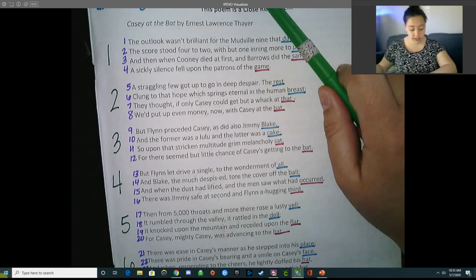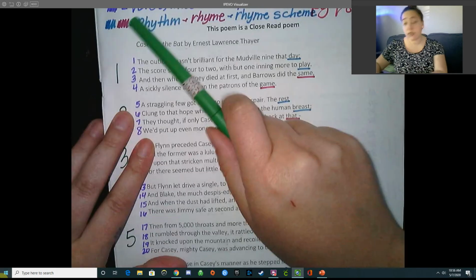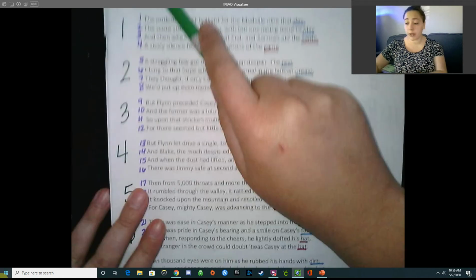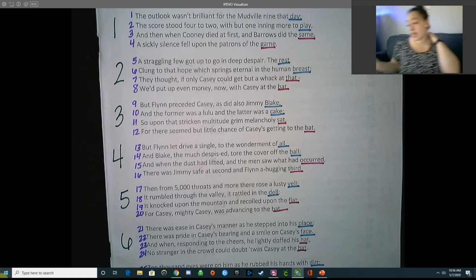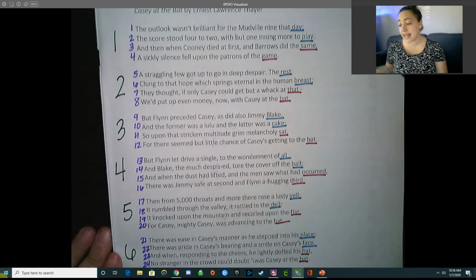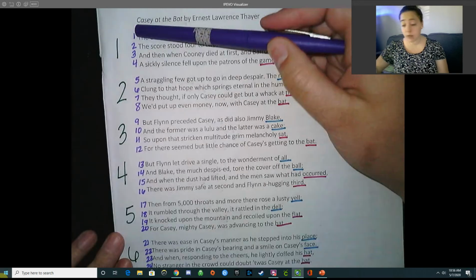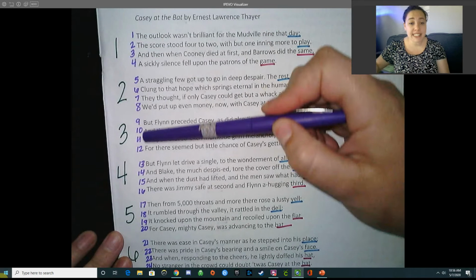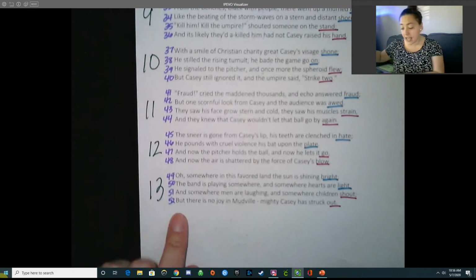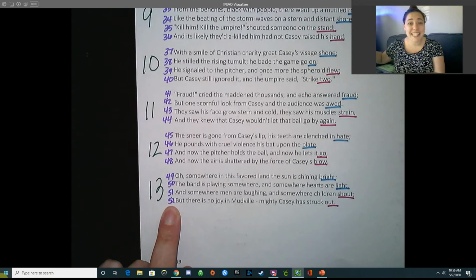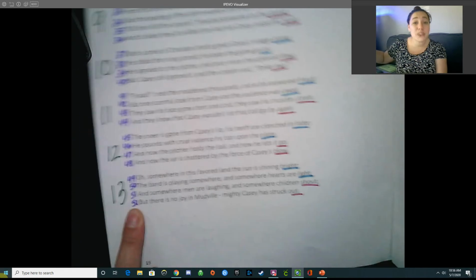Next, I went to identify the verse with purple in my poem. Again, verse was the lines of the poem, so I just went through and labeled every single tiny little line in there. Each line brought me all the way to, let's see, on page 19, 52 lines. This poem has 52 lines.